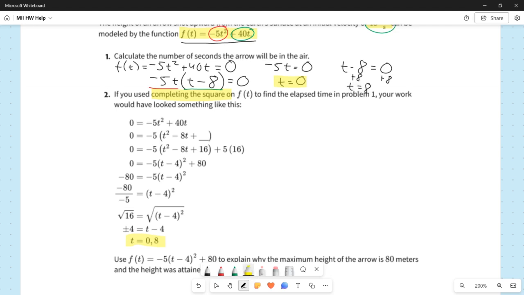What this tells us is that the arrow started at time 0 on the ground, and then after 8 seconds have elapsed, the arrow is back on the ground because of gravity. So our final answer here is 8 seconds. Our arrow spent 8 seconds in the air. It had a velocity of 40, but eventually gravity overpowered the velocity, and this arrow did not escape Earth's orbit. It did come back to the ground, and it took 8 seconds to come back.